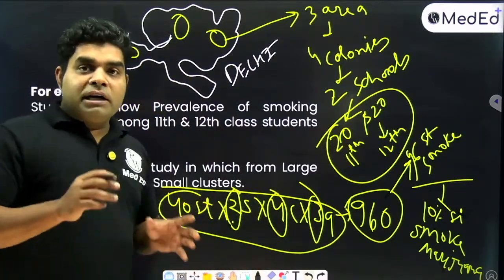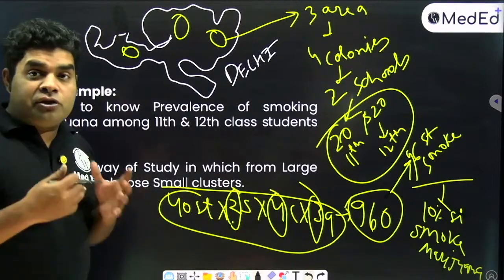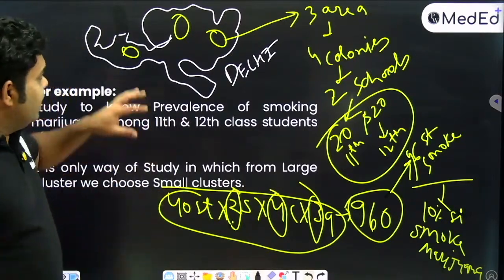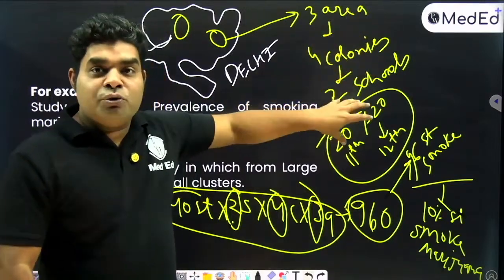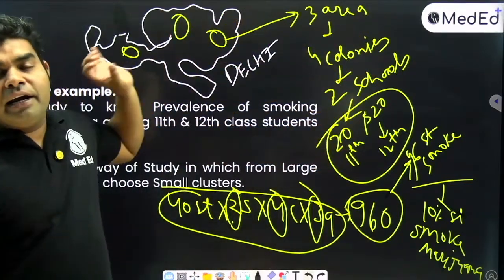And multi-stage is also known as multiple cluster. Why do we call it multiple cluster? Because Delhi is a cluster, out of which I am choosing an area, that is a cluster. Colony is a cluster, school is a cluster. So I am choosing a cluster again and again. That's why it is multiple cluster sampling.